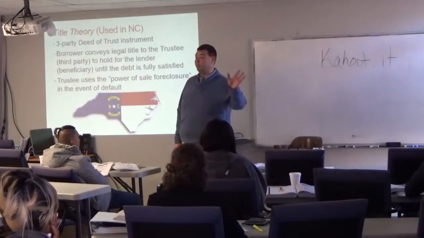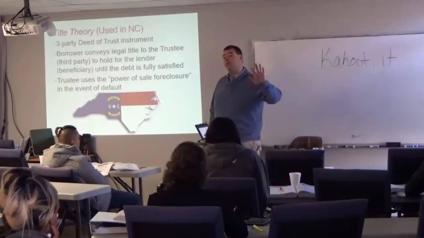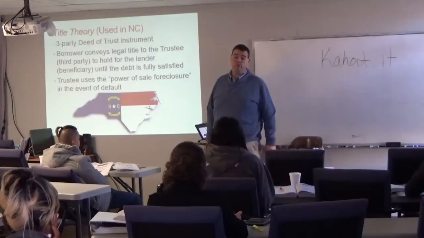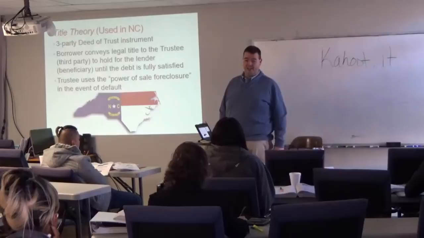Does that make sense for everybody? Again, you don't have an option. It's set in stone. If you borrow money with a mortgage note in this state, you're going to have title theory. That means you're going to have this power of sale foreclosure, which means there's going to be a trustee. And that means it's going to be on the express path to foreclosure.